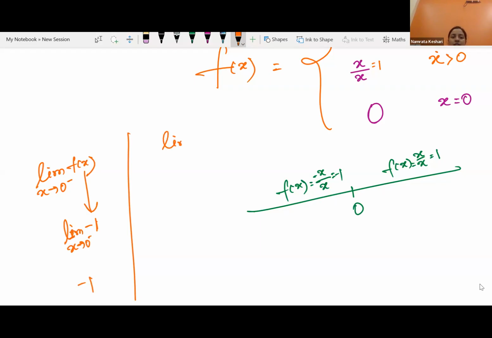If we are finding the right hand limit, we can substitute it in minus x upon x, right? But that will be just -1, right? Don't put 0 by 0. That way it will not be defined. Better to cancel it.